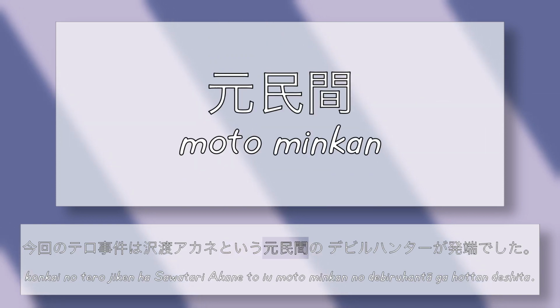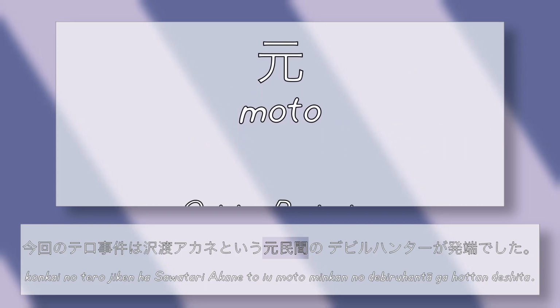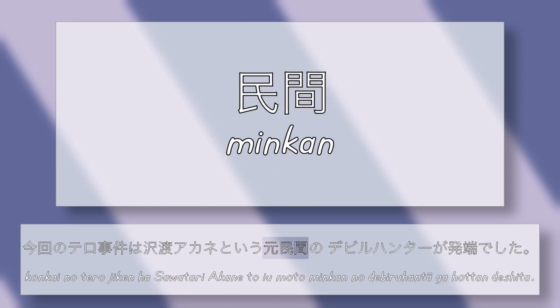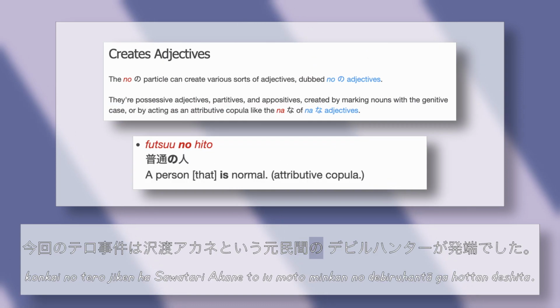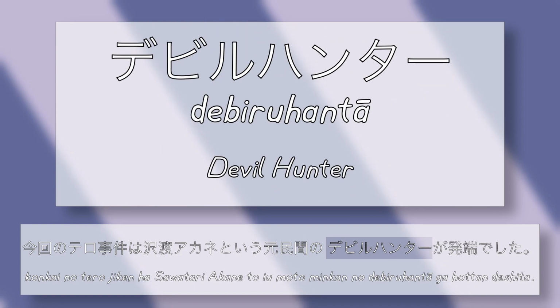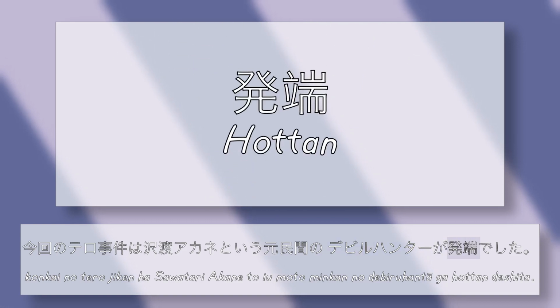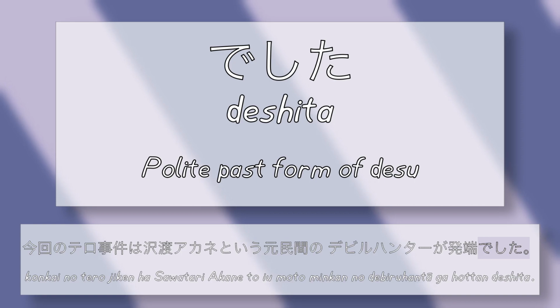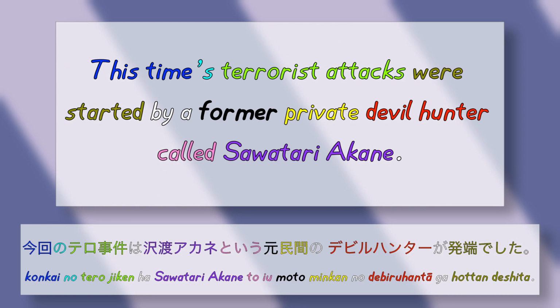And next then is moto minkan. Moto has a lot of meanings like origin or beginning, but here it means former or ex, and is usually used as a prefix on words like in English. And minkan means private or non-government. Now this no is not a possessive no like the one before, but this one gives an attribute to the devil hunter, that he or she is a former private one. And finally is hottan, meaning start, origin, or beginning. And the deshita at the end is a polite past tense of desu. So this sentence means, this time's terrorist attacks were started by a former private devil hunter called Sawatari Akane.